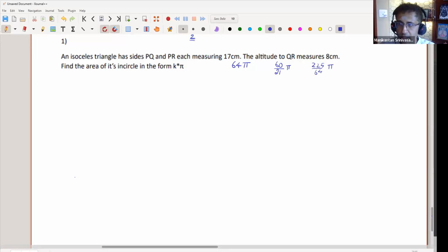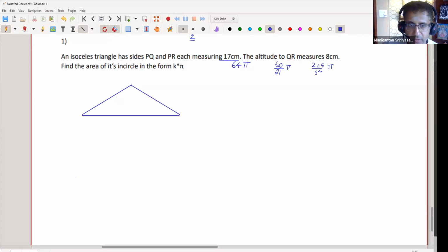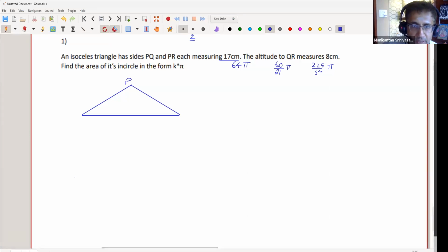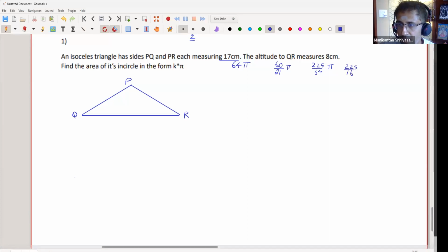Let's discuss. Shivank, are you able to turn on the video, please? Okay. So let's draw a diagram, each measuring 17 centimeters. So let's say 17, 17, and the altitude is 8. I drew it a little flatter, seeing the altitude is small. PQ and PR are the adjacent, or the equal, sides. I got 225 by 16 pi. Okay. Apurva said 225 by 64. You said by 16. Okay.